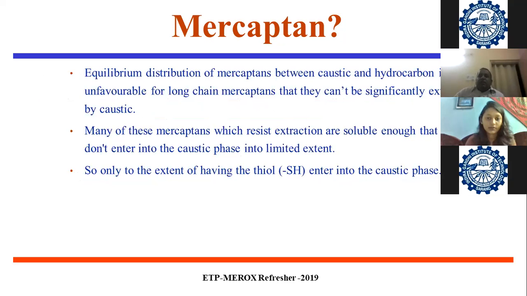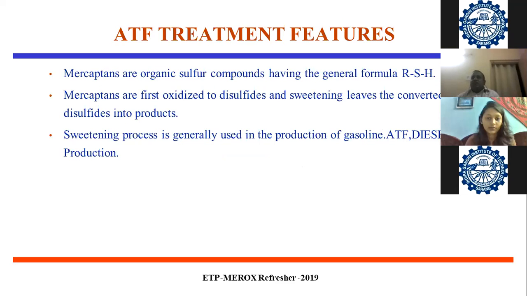Generally, the equilibrium distribution of mercaptans between caustic and hydrocarbon is unfavorable for long chain mercaptans, so they cannot be significantly extracted by the caustic. Generally, for this separation purpose, we have to use caustic as a chemical, and then we can see how the reaction takes place. So we use caustic for treatment, going from sour caustic to sweet caustic. Many of these mercaptans which resist extraction are not soluble enough to enter the caustic phase except to a limited extent, only to the extent of having the thiol enter the caustic phase. So this is what happens in the ATF section.